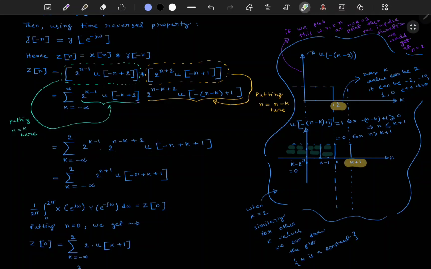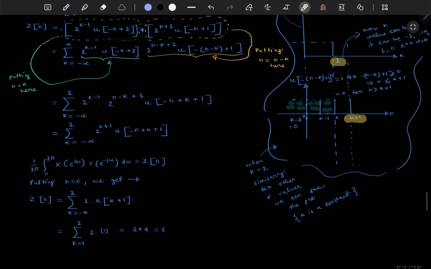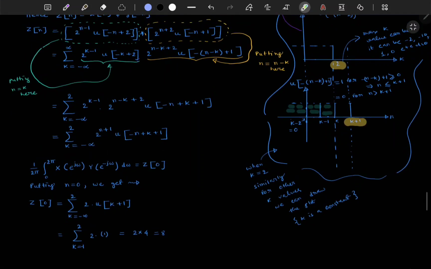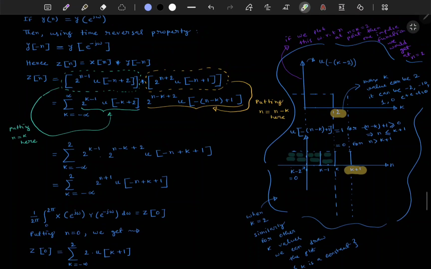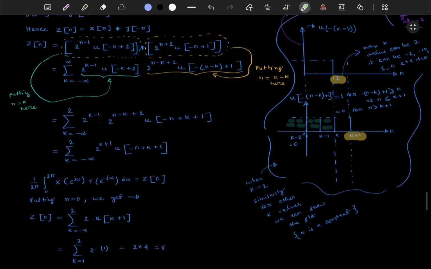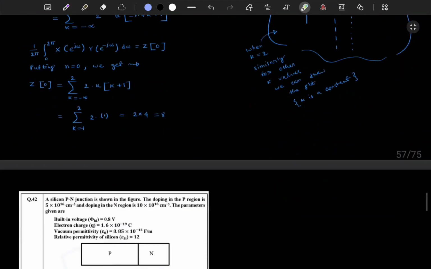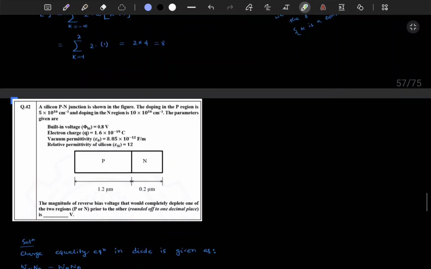So if you calculate this, n equal to 0 we need to put at the end. And from k equal to minus 1 to 2 means 4 times we need to add 2, so it will come 8. So it will come 8, and this is the thing. So this is the answer only.